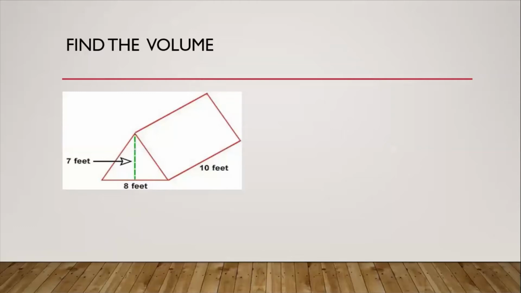For this one, we have the height of this triangular prism is 7 feet, the base is 8 feet, and the length is 10 feet. So using our formula, let us substitute the following. The base is 8 feet, the height is 7 feet, and the length is 10 feet. So 8 times 7, that is 56. 56 times 10, that is 560. And the half of 560, the total answer is 280 cubic feet.